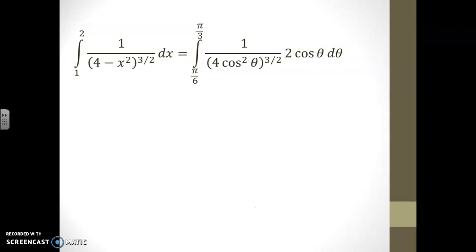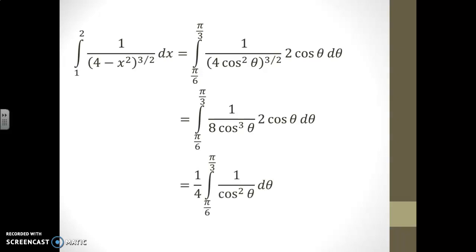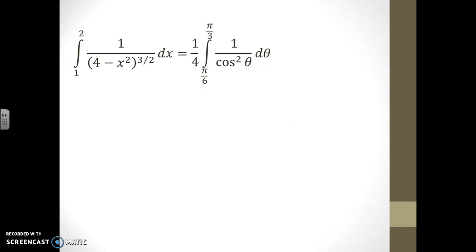Now, the power 3 halves, be careful, applies to both the 4 and to the cos squared. 4 to the power 3 halves is actually 8, and cos squared to the power 3 halves is cos cubed. Constants 2 and 1/8 can be factored out, and the common cosines can be reduced. Thankfully, 1 over cos squared happens to be secant squared, for which we have a direct antiderivative.